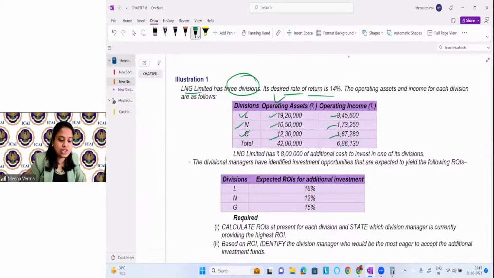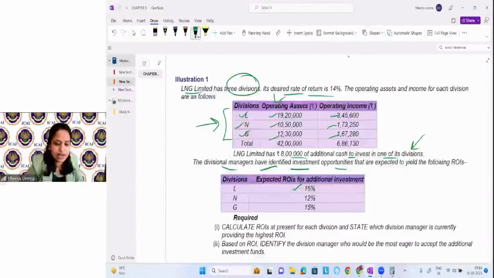What else? LNG Limited has 8 lakh of additional cash to invest in one of its divisions. So the company has 8 lakh additional cash which it wants to invest in any one of the three divisions. The divisional managers have identified investment opportunities that are expected to yield the following return on investment. Expected ROIs of additional investment. So 8 lakh is the additional investment the company is making.